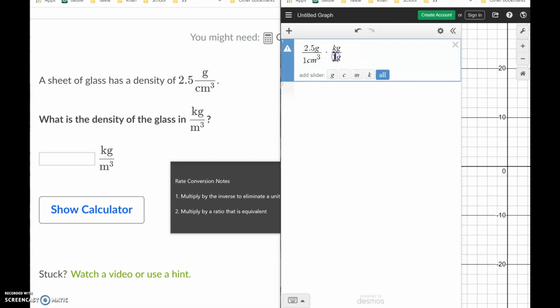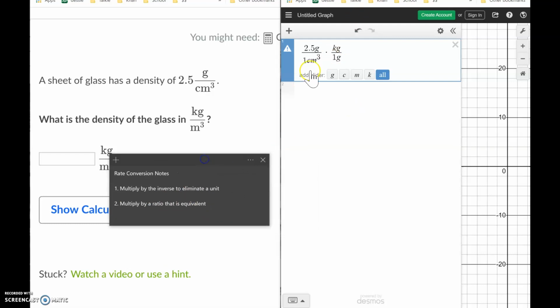And then we just got to come up with the ratio of what's equivalent. That's the second part. We got to make sure we're multiplying by a ratio that's equivalent. So what's equivalent here? Like how can we set this up? So 1 kilogram is equivalent to 1,000 grams, and I looked that up on Google using a rate conversion sheet. So that's an equivalent rate relationship right there. 1 kilogram is equivalent to 1,000 grams. Those are equal weights. So we've converted our grams to kilograms.